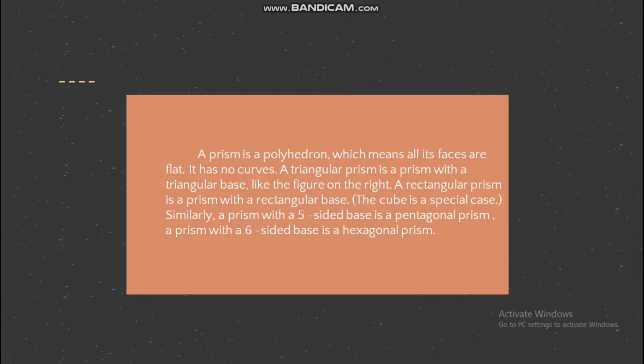A prism is a polyhedron, which means all its faces are flat. It has no curve. A triangular prism is a prism with a triangular base, like the figure on the right. A rectangular prism is a prism with a rectangular base. The cube is a special case. A prism with a five-sided base is a pentagonal prism. A prism with a six-sided base is a hexagonal prism.